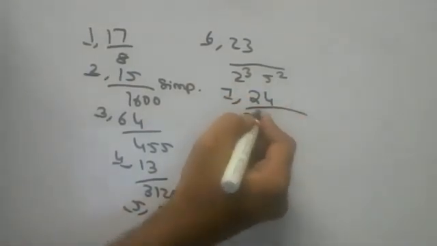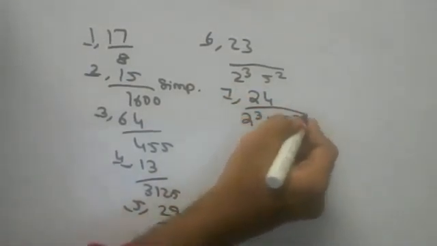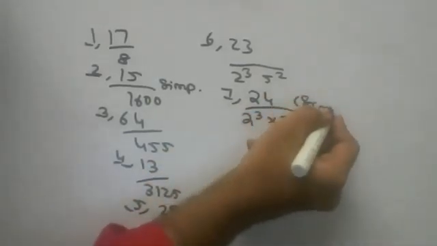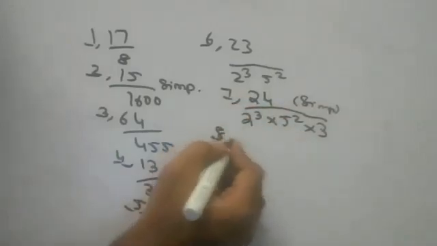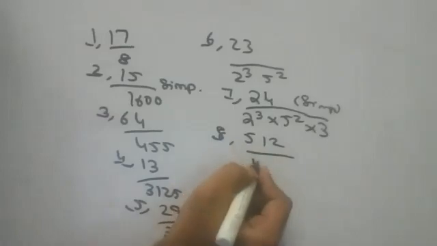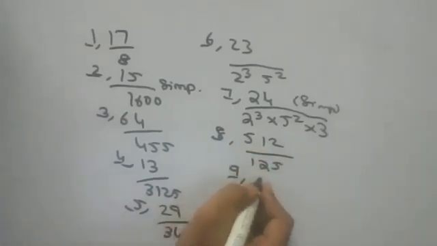24 by 2 cube into 5 square into 3. Always try to simplify and check, because this 3 will go. Okay, 3 is there, so non-terminating. Don't write it directly. That's why I'm giving these, children, so that you will check.